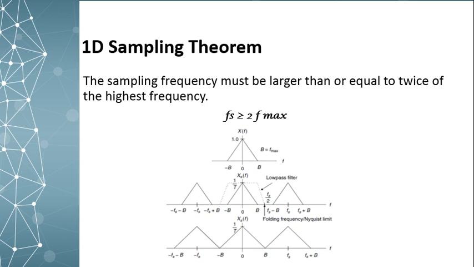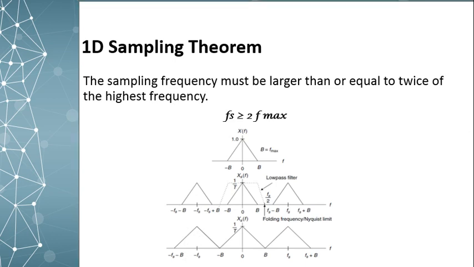Moving to sampling theorem. Also, we can say Nyquist-Shannon theorem. Could you please focus on that condition? It's very important. Sampling frequency, also we can say sampling rate, must be larger than or equal to twice the highest frequency. As you see here in this figure, sampling frequency is greater than maximum frequency, and here the sampling frequency is equal to maximum frequency. Both of them are getting a good result.